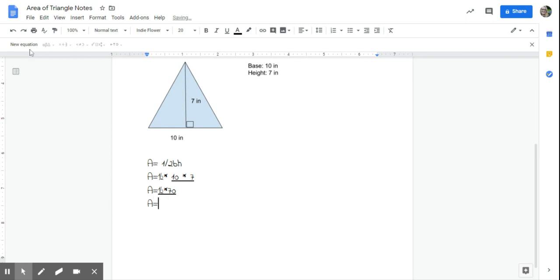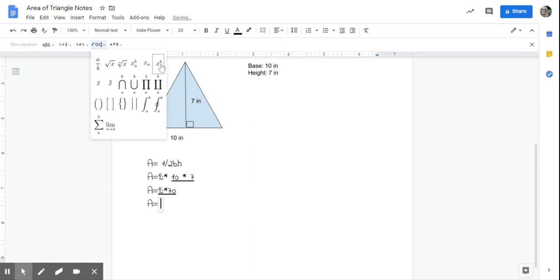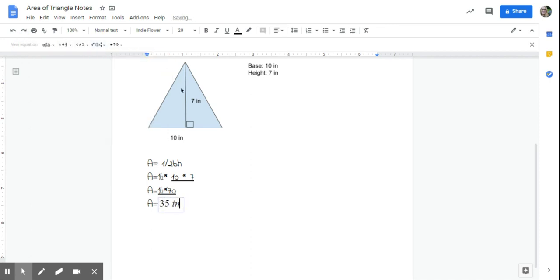And I have to put the squared in there because that's how this works. 35 inches squared. Why squared? Because anytime we do area, it has to be squared. There's two different dimensions. There's a base and a height, and we're going to multiply them. So it's covering a space.